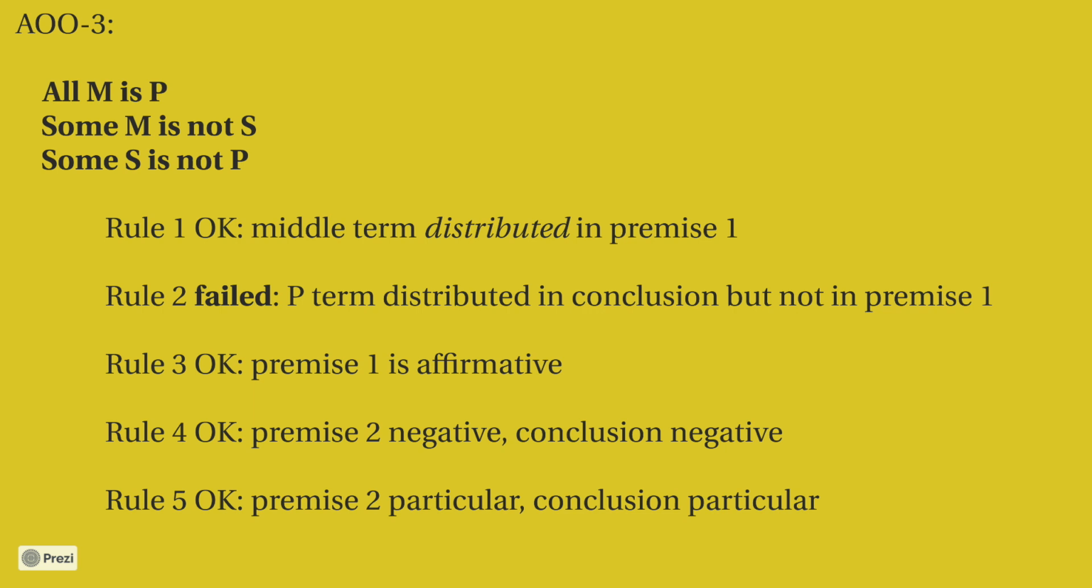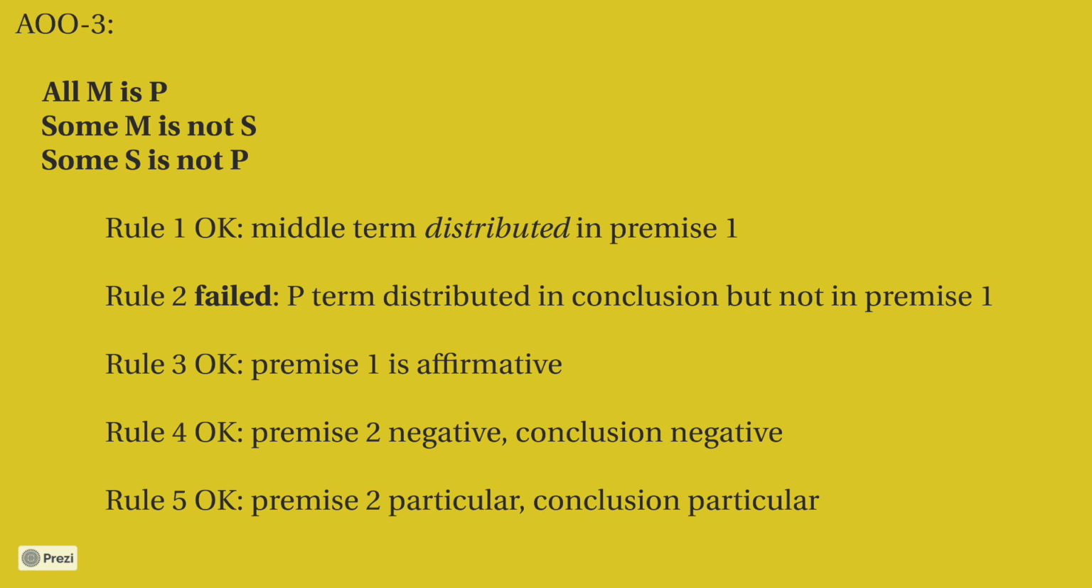valid. Here's an example. All M is P, some M is not S, therefore, some S is not P. In this case, rule 1 is okay. The middle term is distributed in premise 1. Rule 3 is okay because premise 1 is affirmative. Rule 4 is satisfied because although the conclusion is negative, we do have one premise that is negative, premise 2. And rule 5 is satisfied because the conclusion is particular, but it does not come from two universal statements. Premise 2 is a particular premise. Rule 2, however, fails because the P term is distributed in the conclusion, but it is not distributed in premise 1. The term that is distributed in the conclusion must be distributed in the premise.